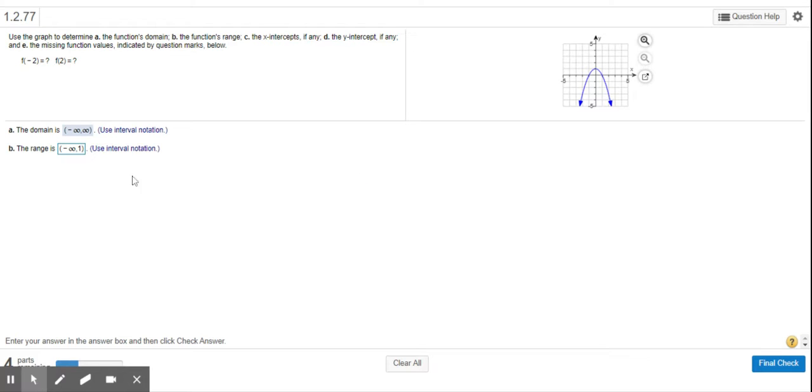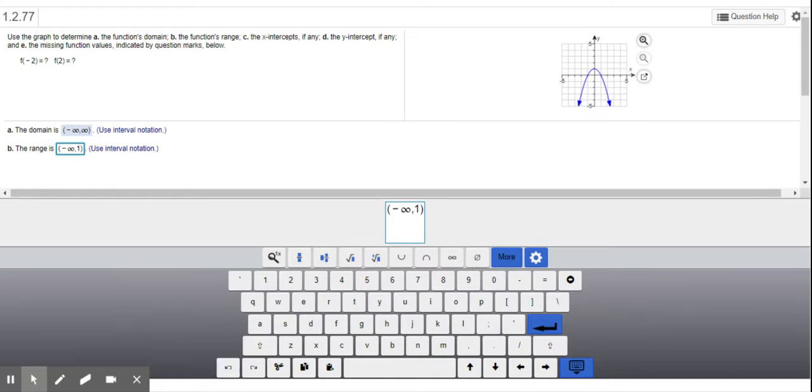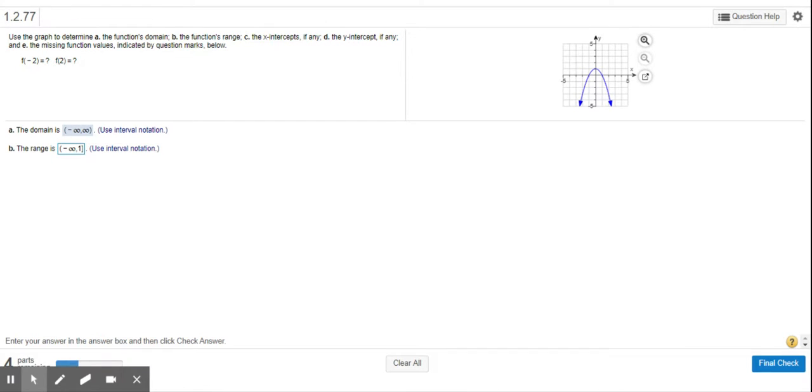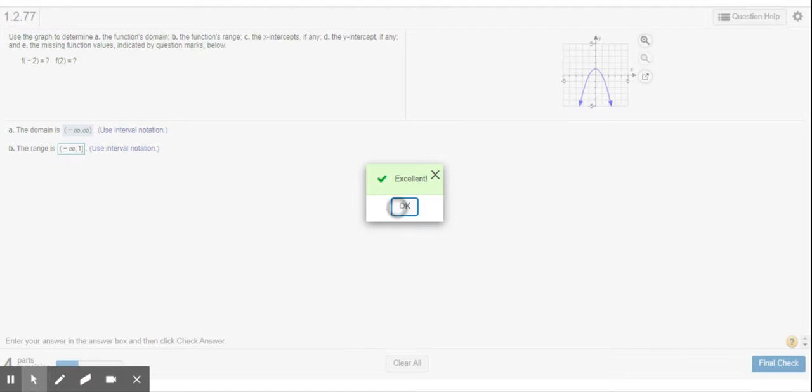So it's not parentheses around that, because that would be excluding 1. What you need to do is put a bracket around the 1, to basically note that 1 is included in your range. The way you had it written, 1 was excluded from your range. So a fine point, but it is nonetheless the issue with that one. So final check, we got that.